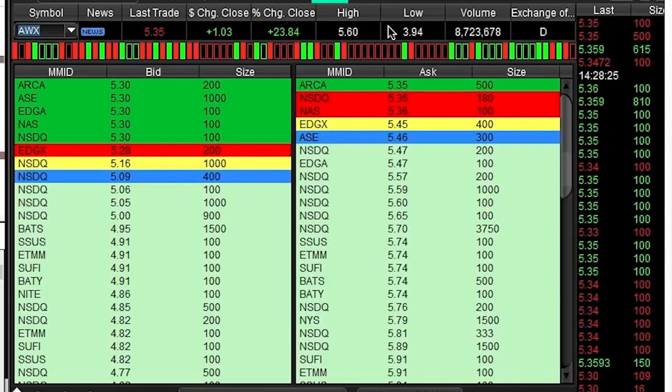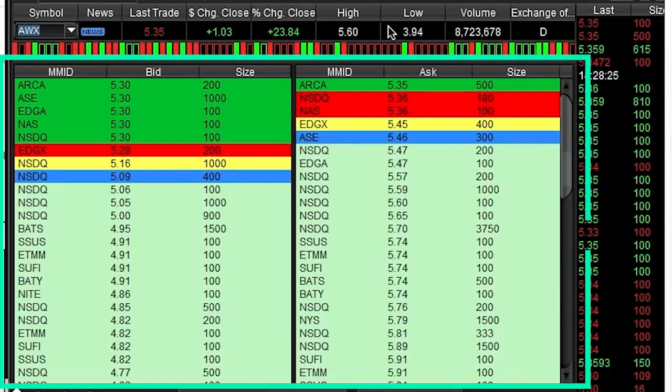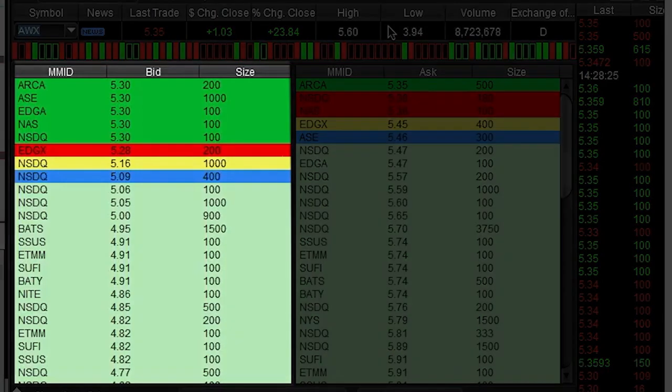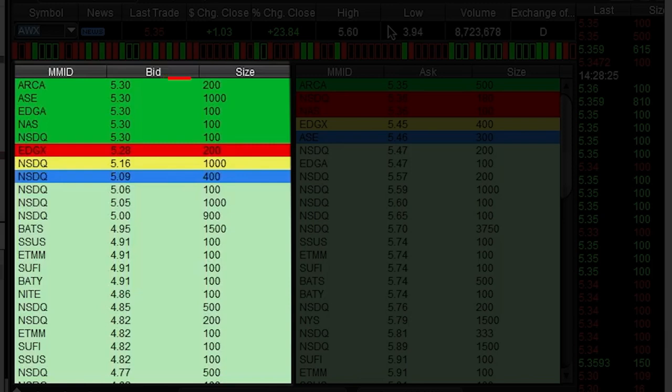So as said before, all this information right here is the Level 1 data, your very basic foundation data. Below that is the Level 2. We have these two tables. The one on the left is the bids, or you can think of them as the buyers. So this right here is the highest price the market is willing to pay for the stock at the time, which in this example is AWX. So the highest the buyers are willing to pay right at this very moment is 530.